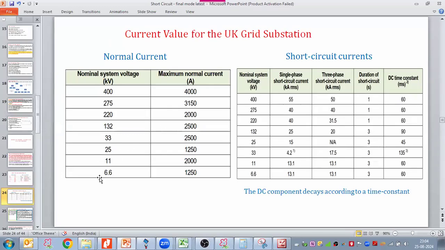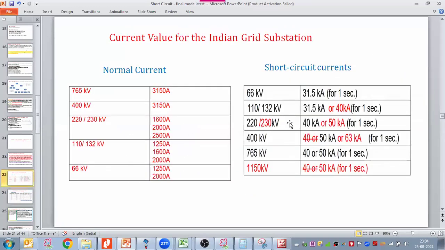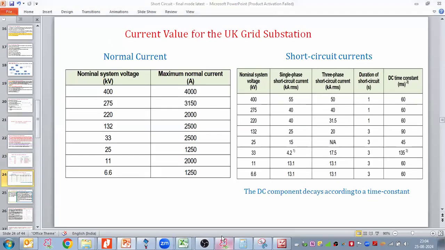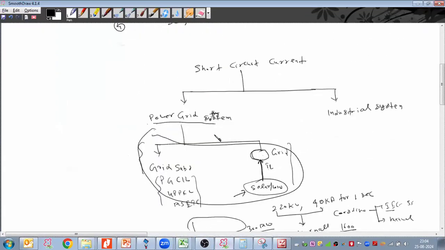So when you are working for grid substations, go with this regulation, this slide, and take the short circuit current for your project. So I'm clear with this part, short circuit current selection.